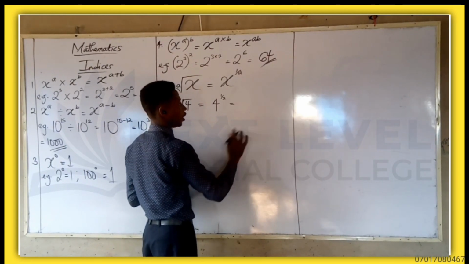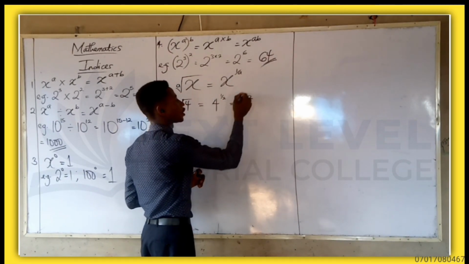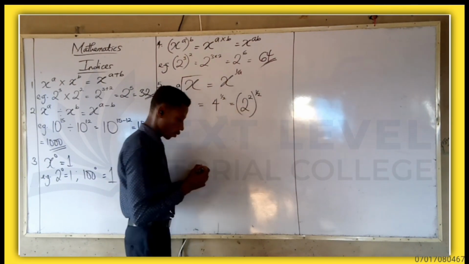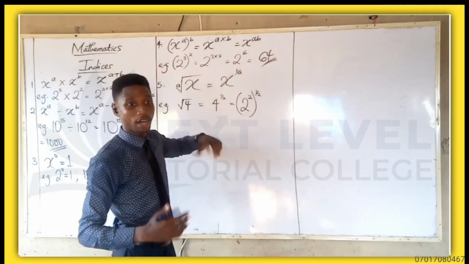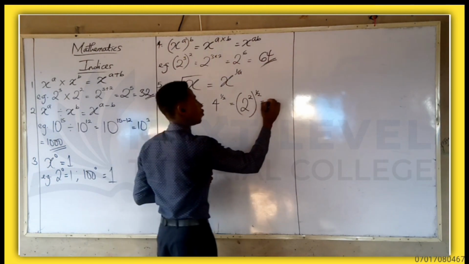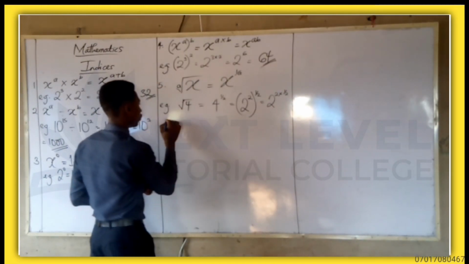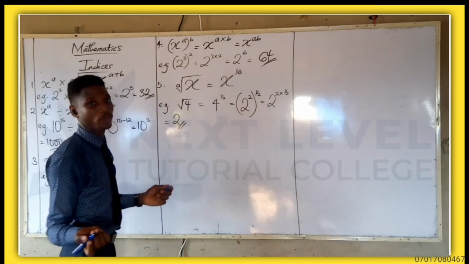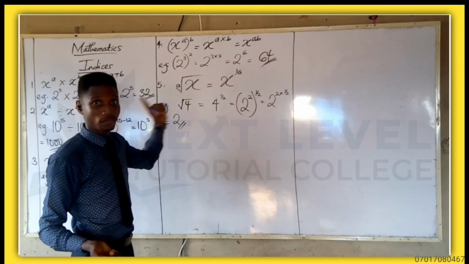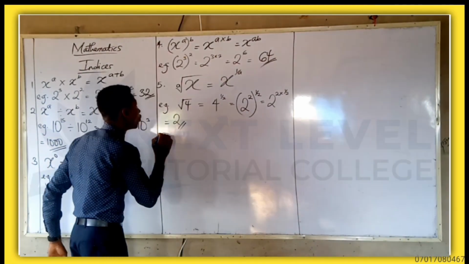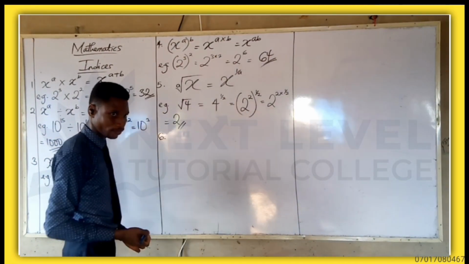So bringing it in here, that will be 2 raised to the power 2, but it is carrying power 1 over 2. So all I do with the two powers now, I'll multiply based on this rule, and that will become 2 raised to the power 2 times half. 2 times half is 1. So our answer will be 2 raised to the power 1, which is 2. That's the next one. Now we'll go to the next one where we have negative indices.